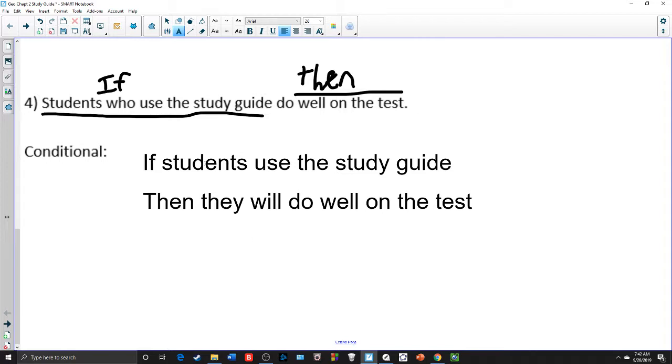In most cases when you're saying a sentence, you usually put the if part first and the then part second. But it can be swapped in certain cases. So just be on the lookout for that and check yourself by saying, okay, what in this situation is the cause and what is the effect?